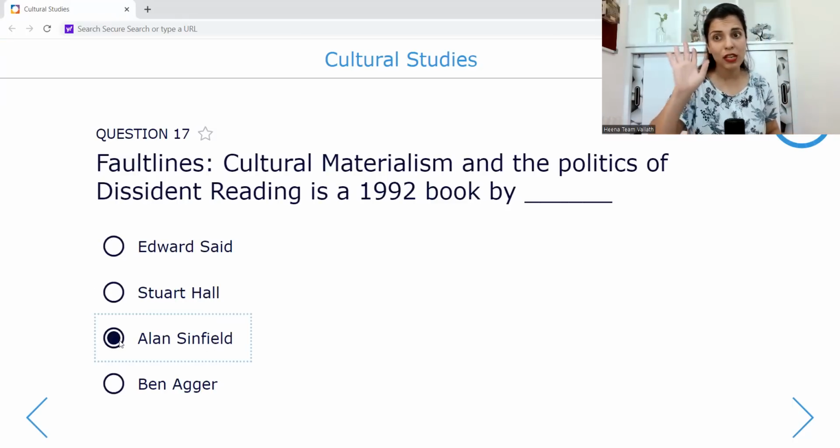Please make some codes in your brain. Remember it by connecting it with your everyday life. Like I connect fault with sin. So Faultlines, Alan Sinfield. Okay.